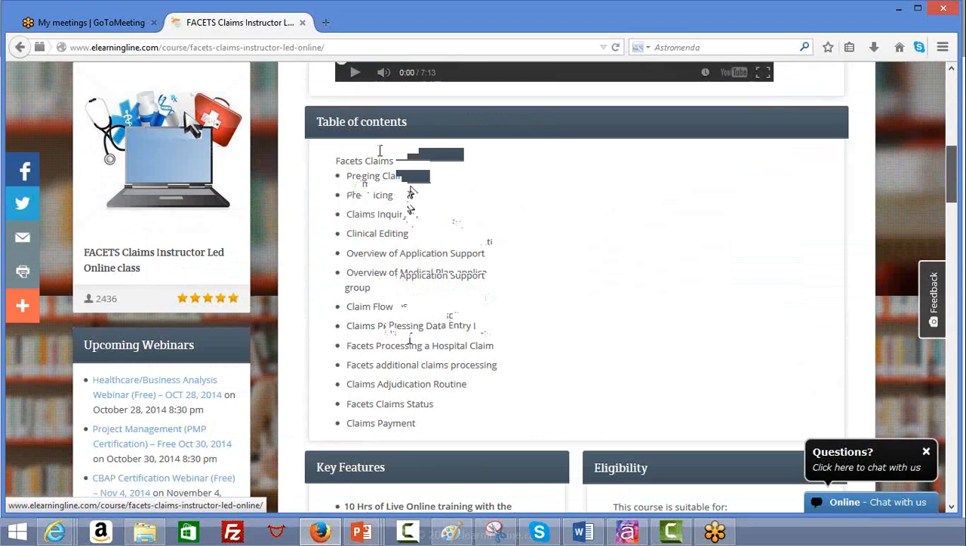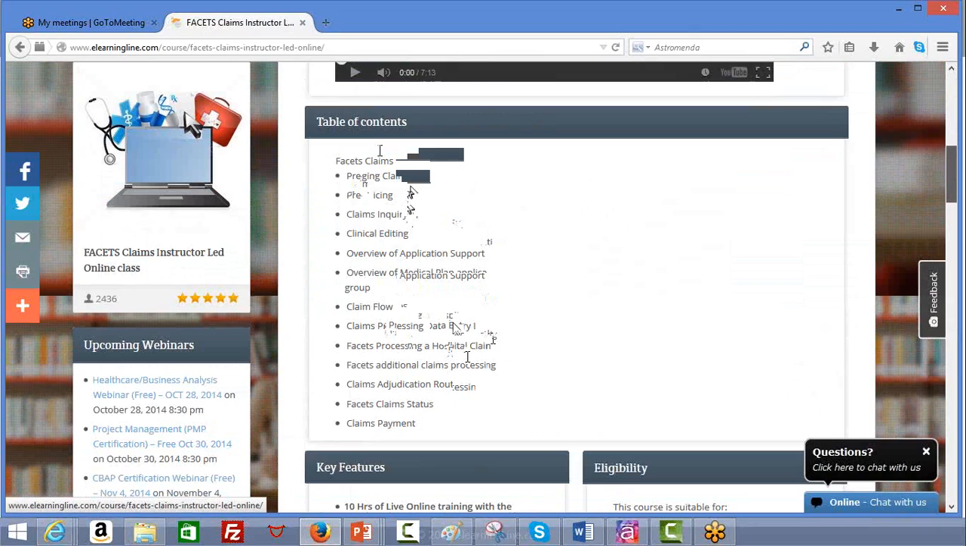Facets processing a hospital claim and the additional claim processing. We will walk you through one example to showcase how the institutional claim works. In that, we will populate all the screens to showcase what information is required, what is optional, what is situational, and how that works. Then we have the claims processing. Additional claim processing means there are many more things, like how to calculate the copay, how to calculate the coordination of benefits. There are many additional factors which differ on a claim to claim basis. That also will be explained to you.